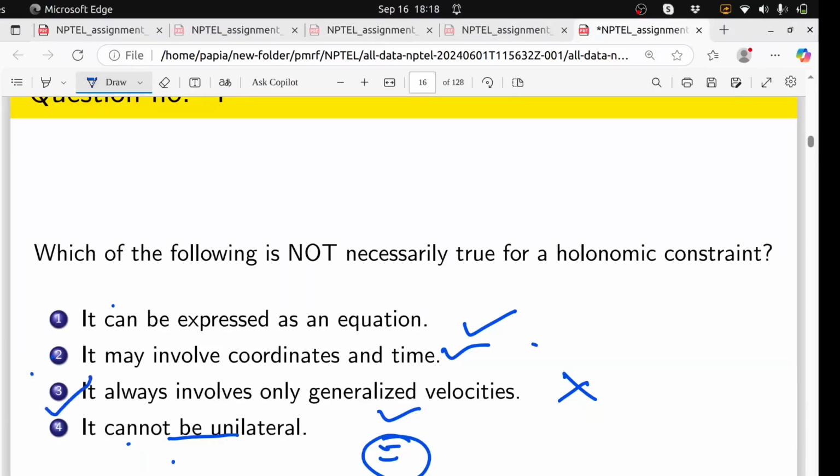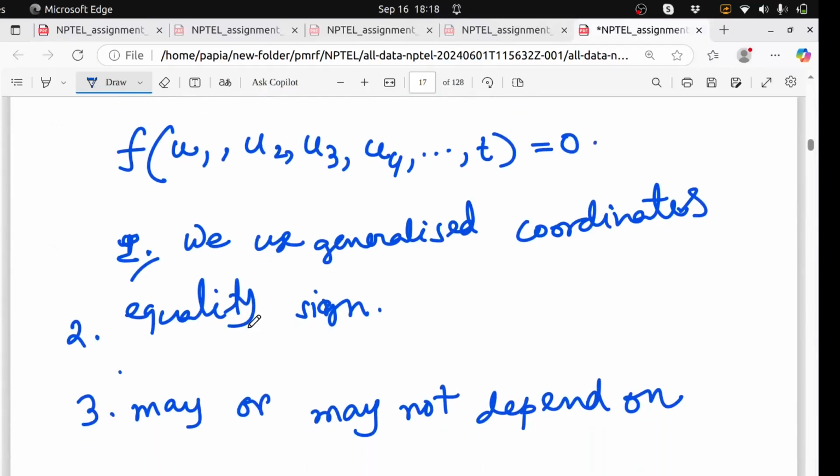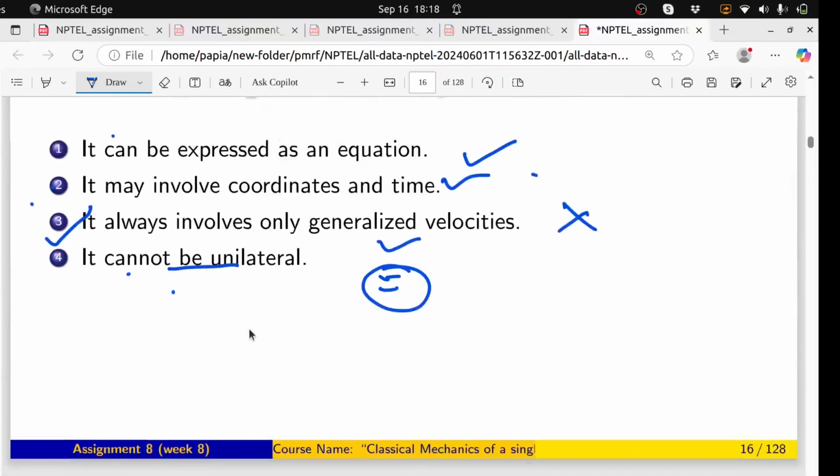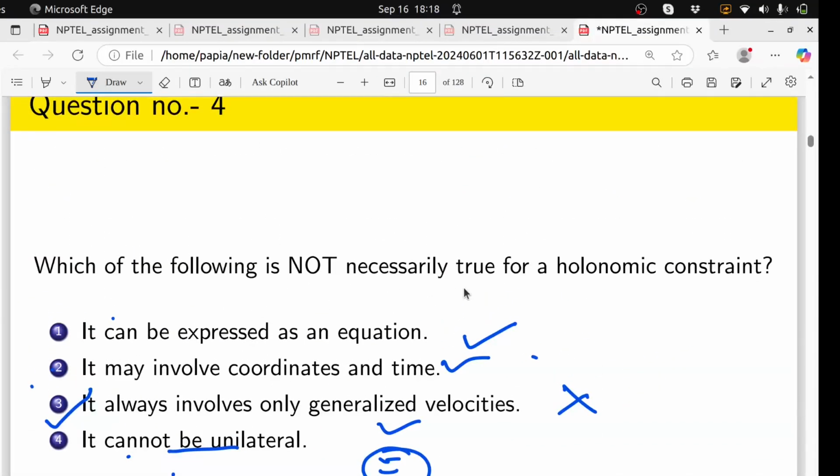involves only generalized velocities, because we can see that u1, u2, u3 are the generalized coordinates. So obviously it can involve generalized velocities, I don't have any issue with that, but it is not correct that it will always be a generalized velocity. It can be anything like generalized momentum, or generalized coordinates like x, y, z, or q, q dot, or t can also be the generalized coordinate. So which of the following is not necessarily true? Not necessarily true means it can or cannot be true. So, it always involves only generalized velocities? No, that is not the correct one. So this is the answer for this question.